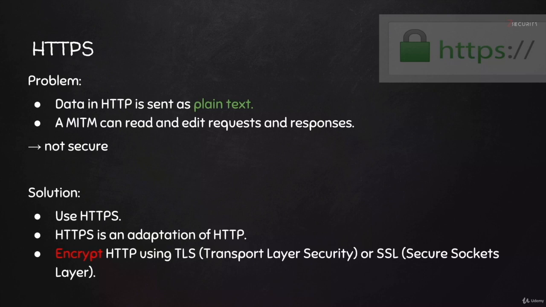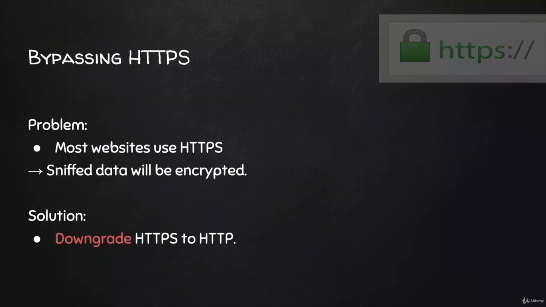So if a person manages to become the man in the middle, they will be able to read this data, but the data will be gibberish. It will not be readable to the person intercepting the connection. Now, HTTPS relies on TLS or SSL to encrypt the data, and this is very difficult to break. Therefore, in order to bypass this, the easiest method is to downgrade HTTPS connections to HTTP.